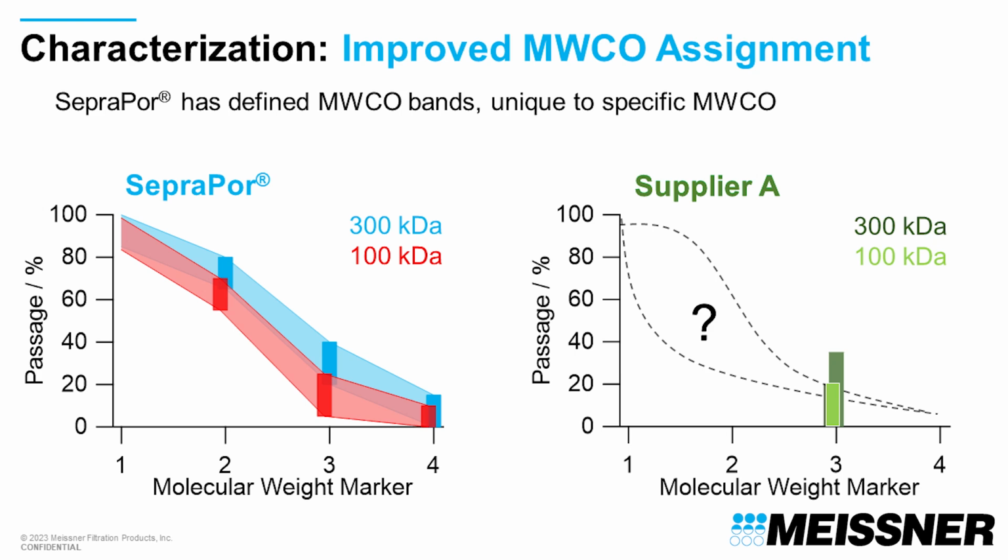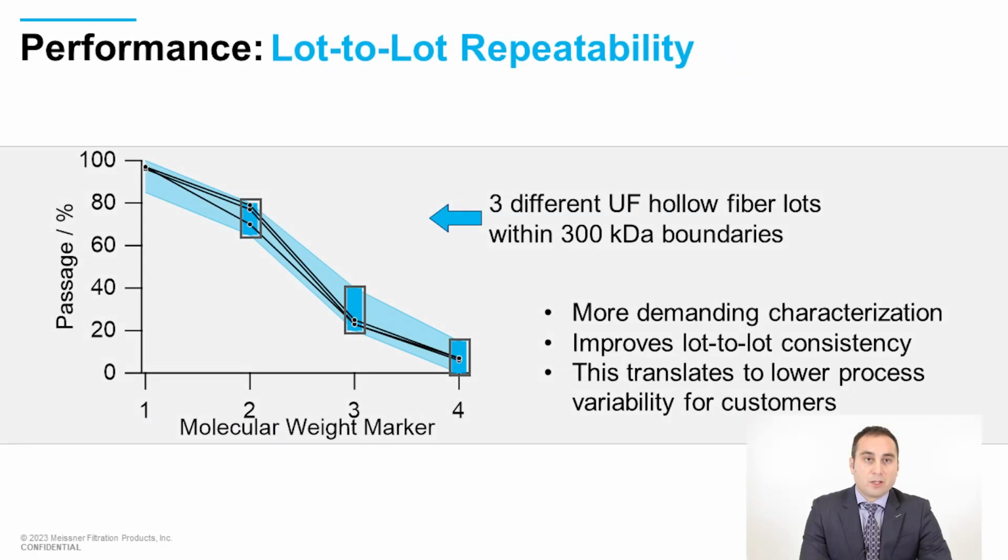I would now like to transition to the last section of the presentation, where we will cover some of the performance aspects. Now, in terms of performance, we want to highlight how this extended characterization process provides better lot-to-lot repeatability. Sepropore ultrafiltration hollow fibers are manufactured with the aim of having their retention profile match the allocated passage band. Here we show different ultrafiltration lots on this graph that are shown to fall within the passage band for 300 kilodalton. This would be considered as part of our release criteria to classify these lots as the 300 kilodalton membranes for our customers.